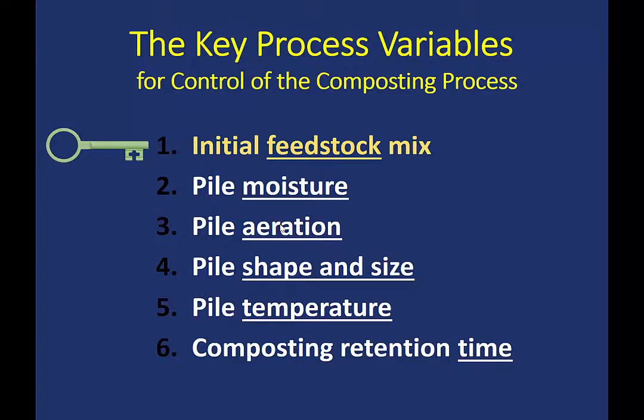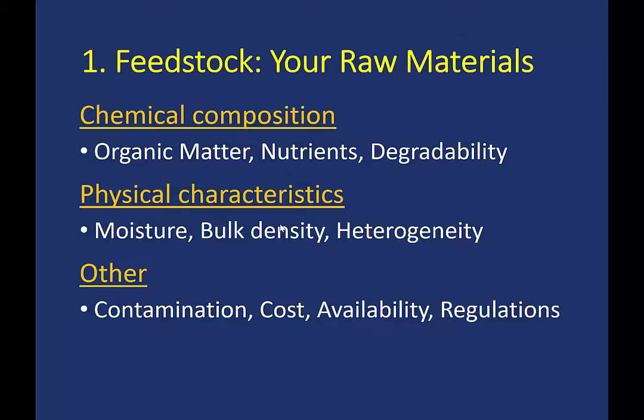So the key processes, the first thing is looking at the feedstock. So when we look at your raw materials, you're looking at what's the organic matter, what's the nutrients, what's the degradability. Again, are you using a lot of branches and things that are hard to degrade, or is it food waste, which is going to degrade fairly quickly? What is in there? Manure. What is the moisture, the bulk density, and how heterogeneous is it? And again, do you have any contaminants? What's the costs and regulations associated with your compost?